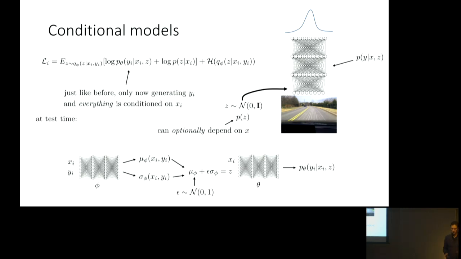And then at test time, just like before, if we want to sample, we first sample a z from p of z, or if we have a conditional prior from p of z given xi, and then we sample y from our decoder, p of y given xi comma z.